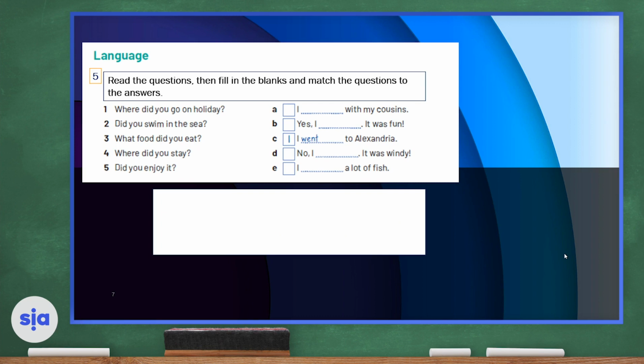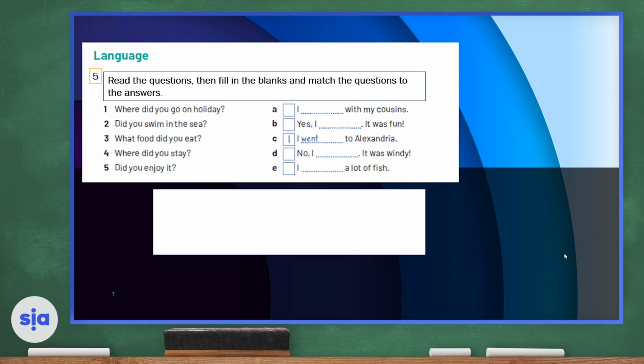Let's look at number 1. Where did you go on holiday? Of course, we will complete and match it with I went to Alexandria. So the answer is C1. Let's go to number 2.